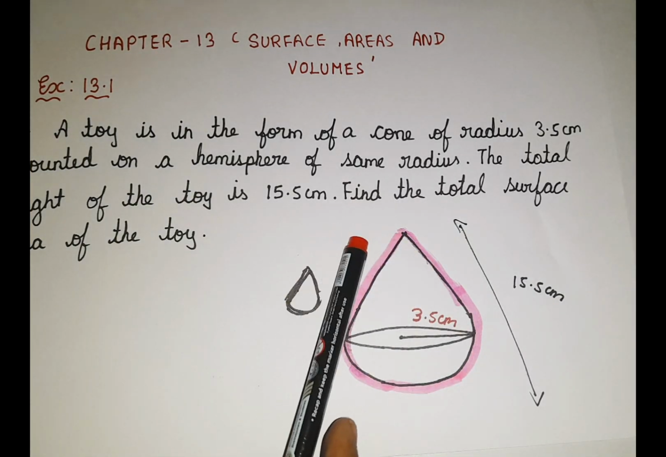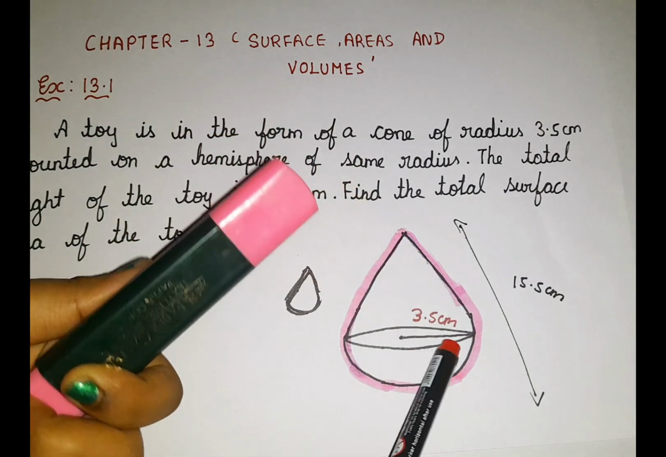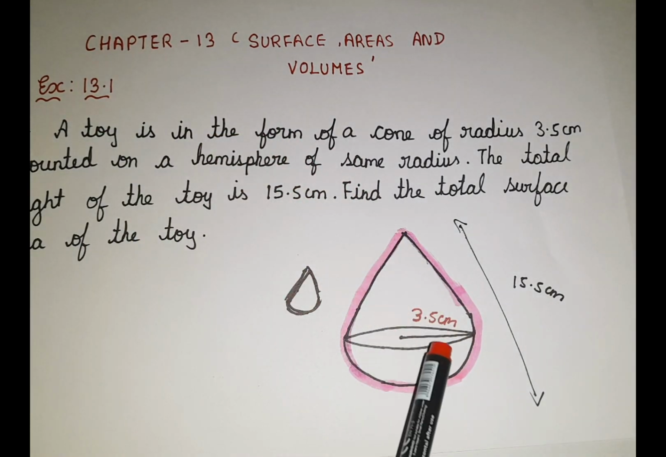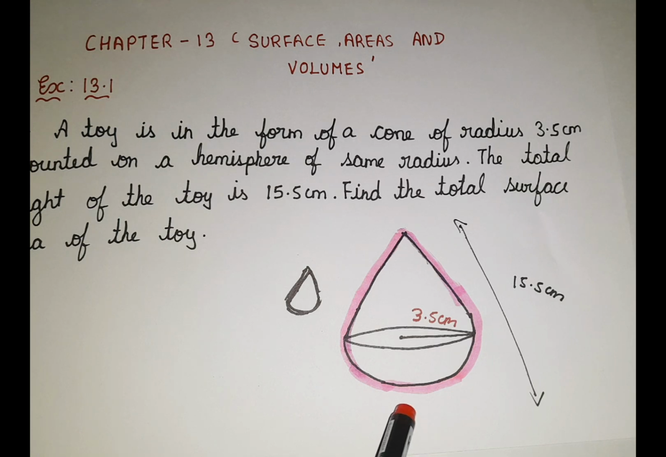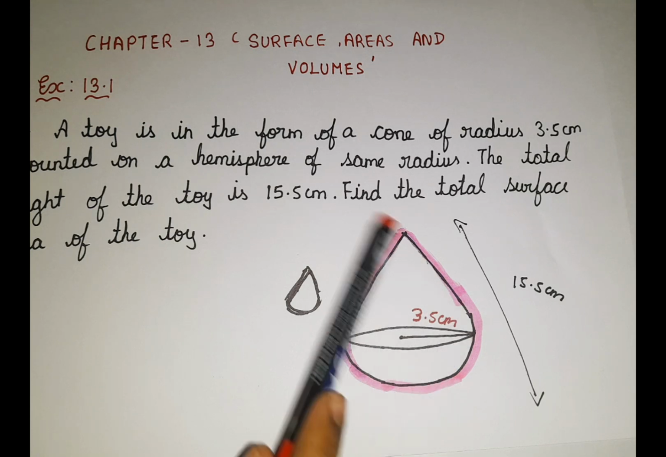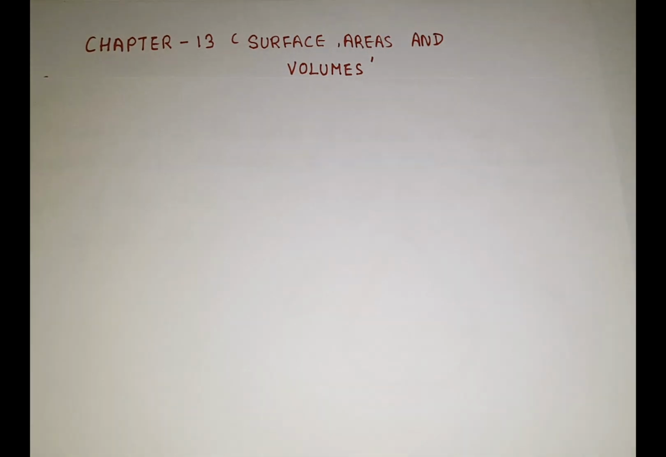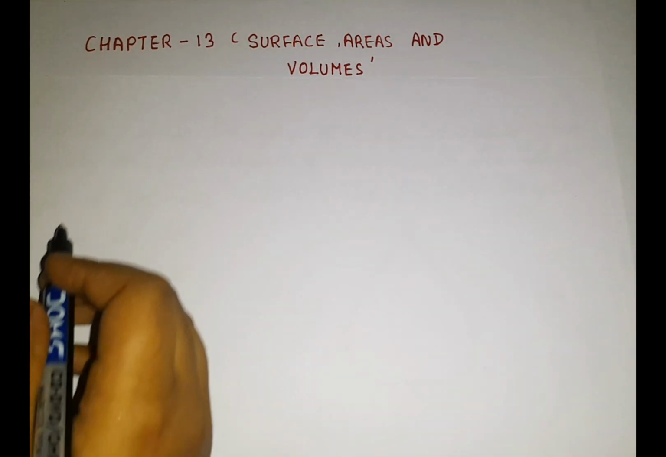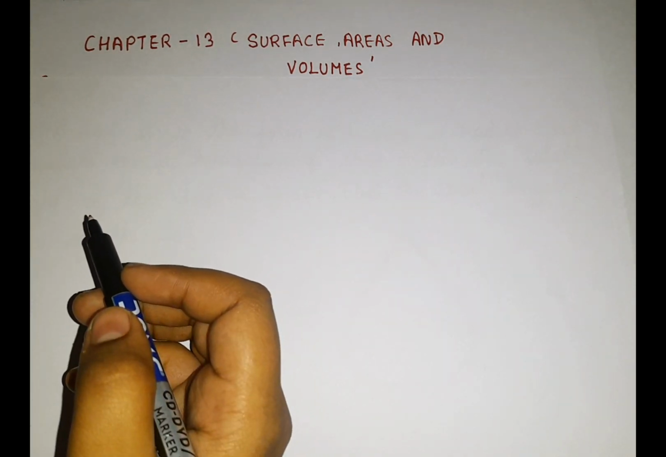All right, so I just painted only the curved surface. For this pen also, I just painted the curved surface. Likewise for the toy, I'm able to paint only the curved surface. So what I'm supposed to do is find the curved surface area of the cone as well as the curved surface area of the hemisphere. Why? Because we are supposed to find the total surface area of the toy. That's why, okay?